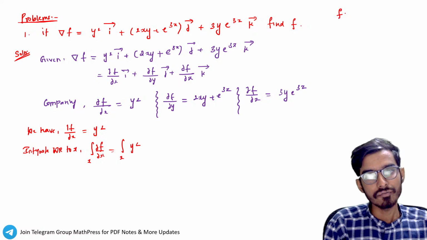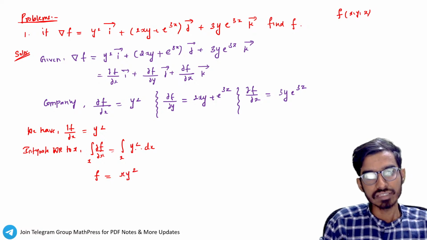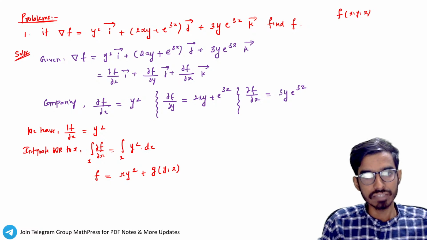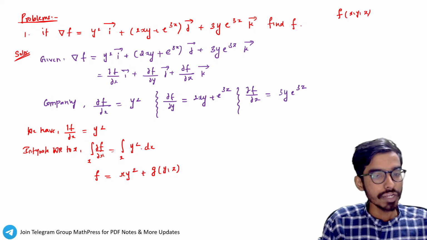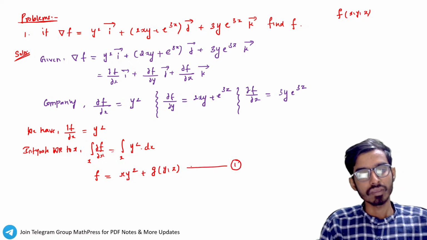Remember here f is a function of three variables x, y, z. So when you integrate this, this will be f, and integrating with respect to x gives dx. So this will be x y square, because y square is constant. The integration of dx is x, plus we will have some function of y, z. This is very important, because f is a function of x, y, z. Normally if you have a function of a single variable you put plus c, but here we have a function of three variables, so with respect to x you need to put g of y comma z. Let's call this equation number 1.